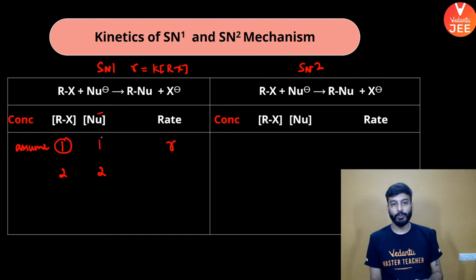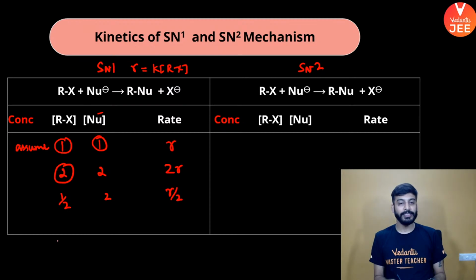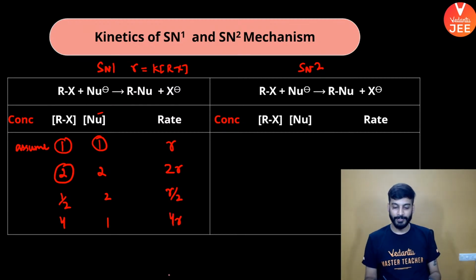For 1 it was R. For 2 it will be what? Quickly tell me, what will be the answer? Now I got the answer. Very good. 2R. Absolutely correct. It will only depend upon the concentration of alkyl halide. If I say half, you will say R by 2. Are you guys getting it? If I say 4, you will say 4R.